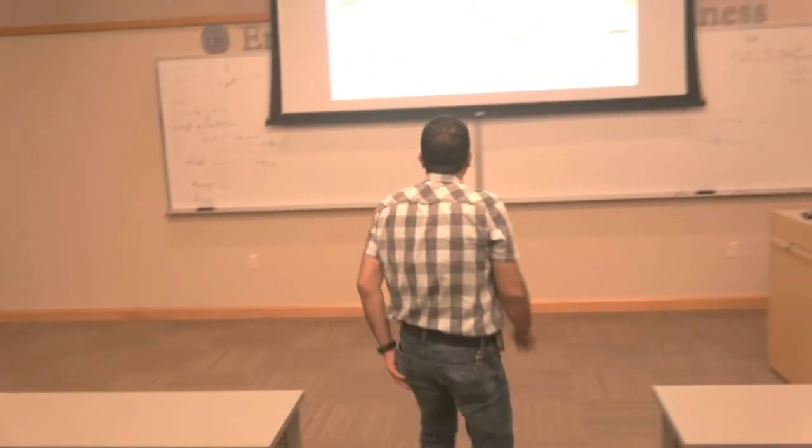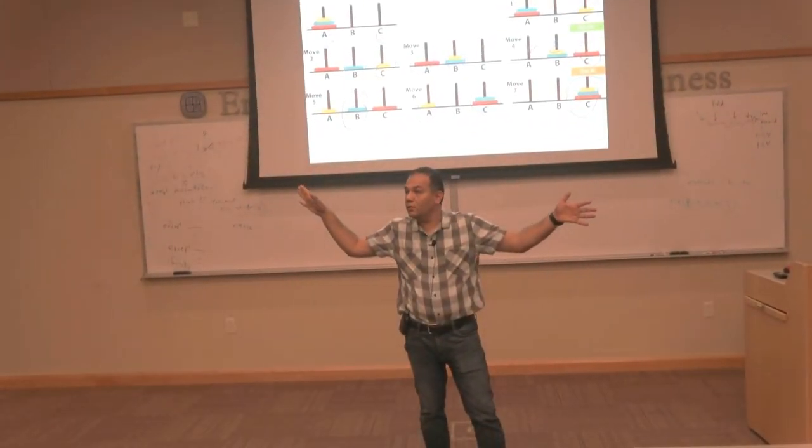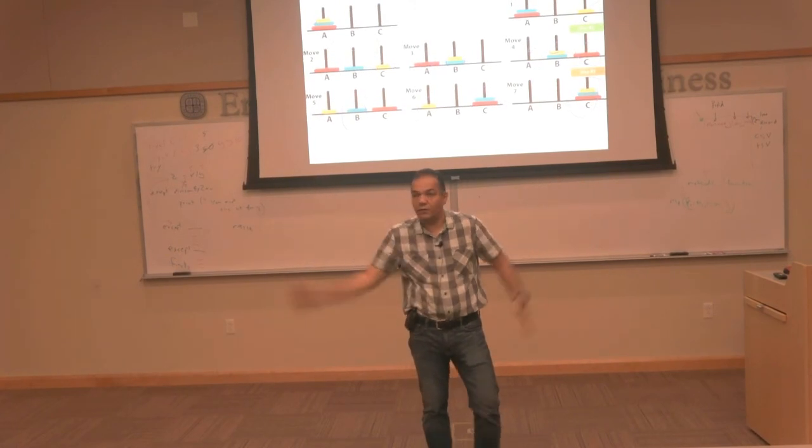And the number of pegs is always how much? 3. The number of disks could be any number. So what we are doing is a clear algorithm. Does everybody understand? I could repeat. Everybody understand the algorithm? Okay.